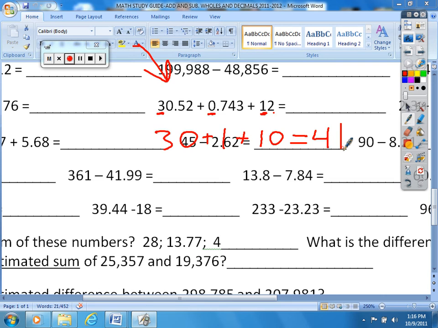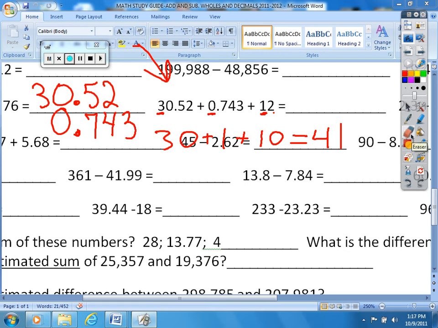Now, that's my estimate. To add, the main thing to remember is to line up that decimal point. If you don't do that, there's no way you're going to get it right. Absolutely no way.